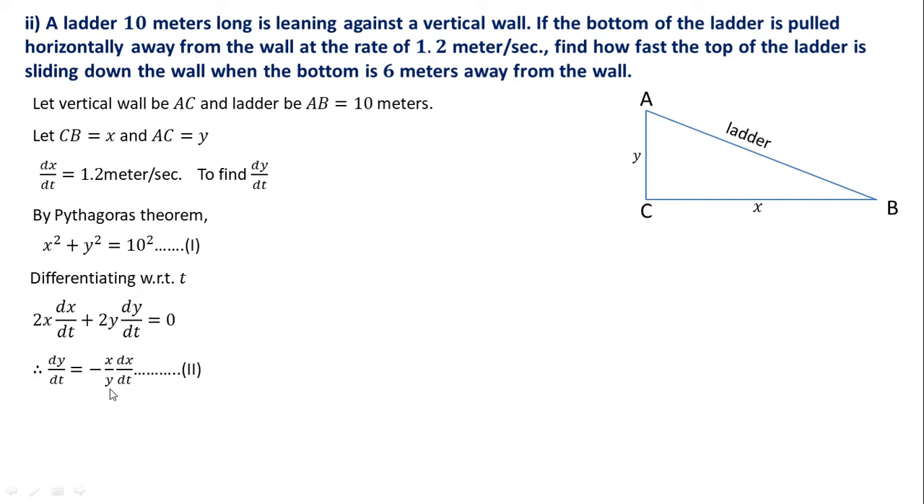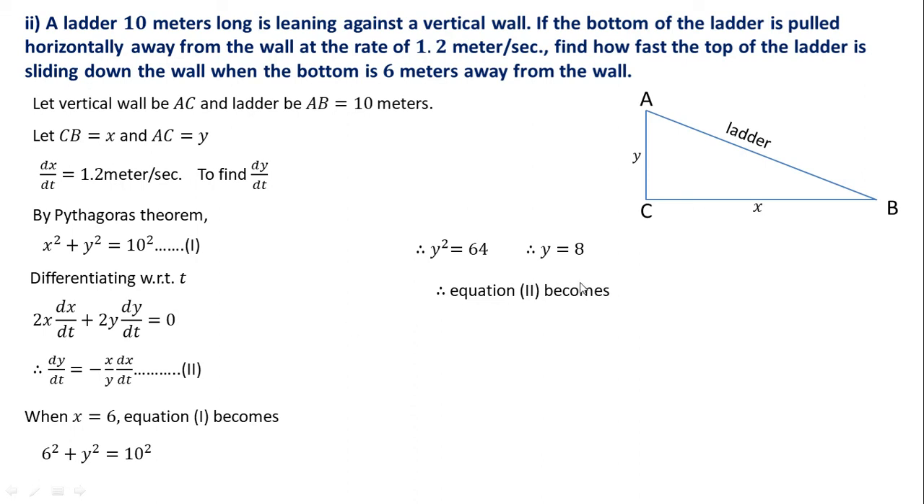But what about y? So for that, when x is equal to 6, with the reference of equation number 1, we will find out the value of y. So 6 square plus y square is equal to 10 square. That is nothing but y square is equal to 64, and hence we get y is equal to 8. So see here carefully. With the help of x, first of all, we have to find out y, because from the second equation we will get the final answer.